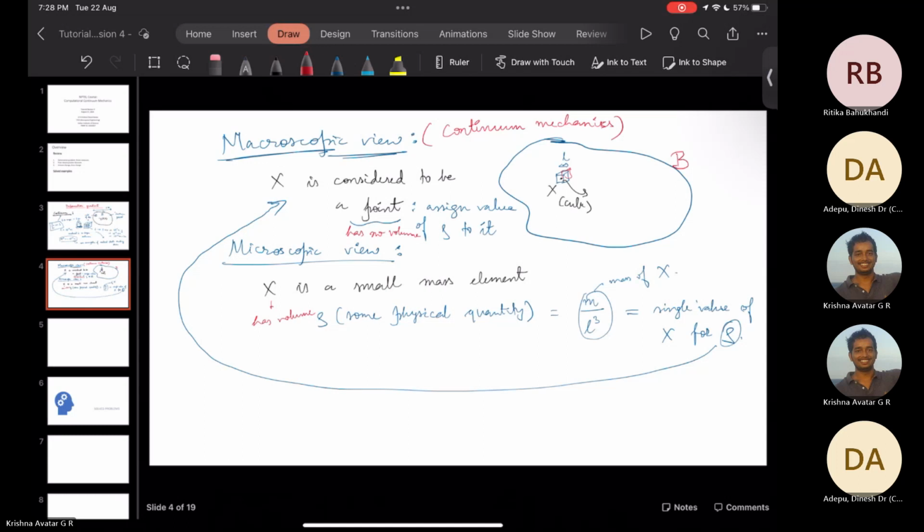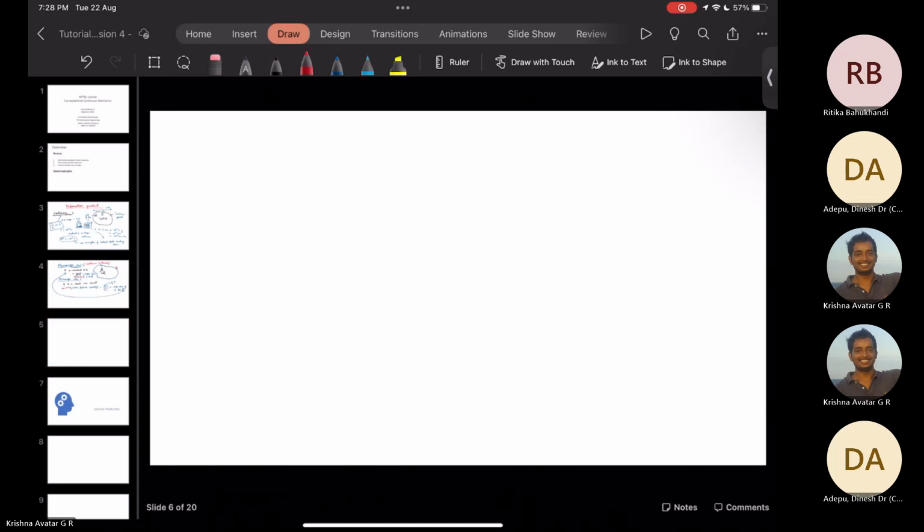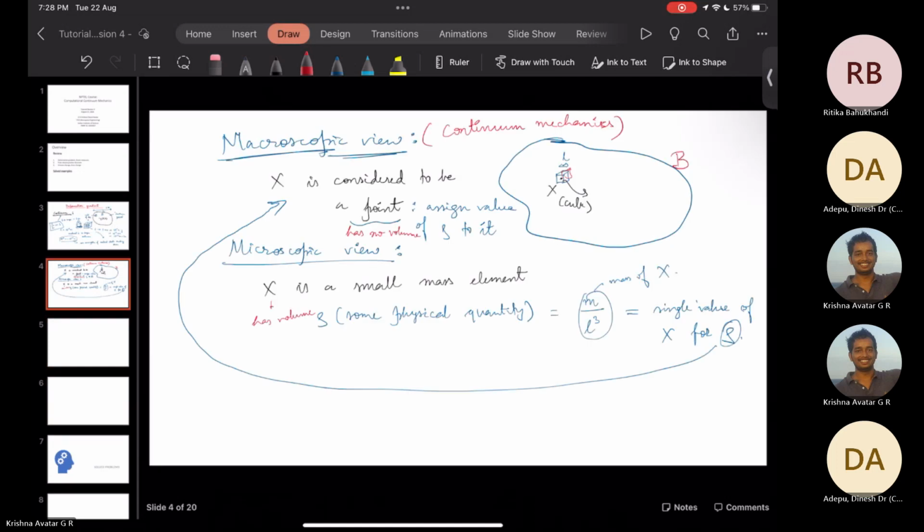Could you please tell me whether these things are clear? Yes, clear for me. Okay. How about Ritika? Did my explanation make some sense? Yeah, it's okay. Some bit of it is related to maths also, so I can understand the formulation there. Okay, then it's fine.